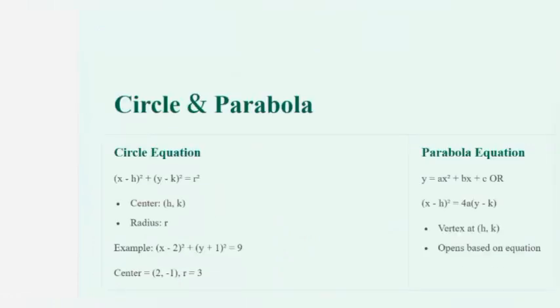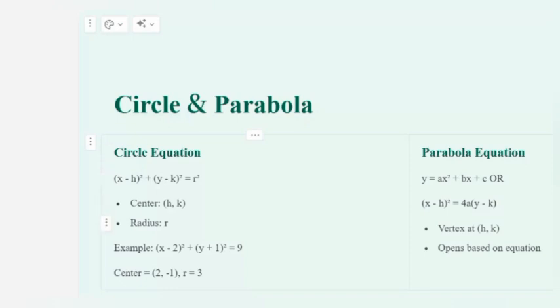So the first two equations we're going to be looking at are the equations for the circle and the parabola. When I say equations, it just means what you use to represent them. It's important to know the equations for each of these sections. For the circle, the formula is given as below: x minus h all squared plus y minus k all squared equals r squared.